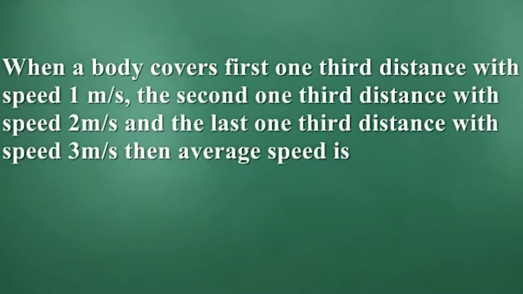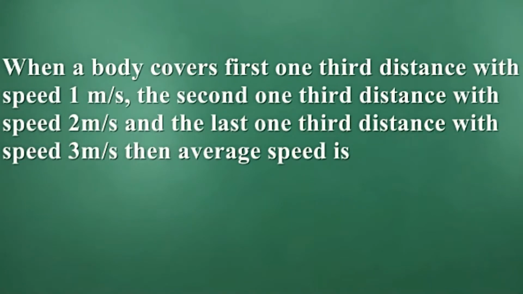Next problem, a similar type of problem. When a body covers the first 1/3 distance with speed 1 meter per second, the second 1/3 distance with speed 2 meter per second, and the third 1/3 distance with speed 3 meter per second, then the average speed is?